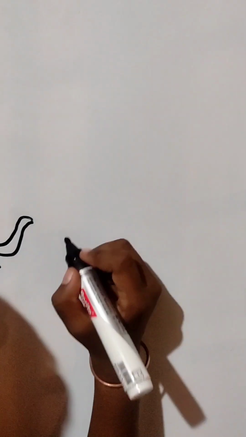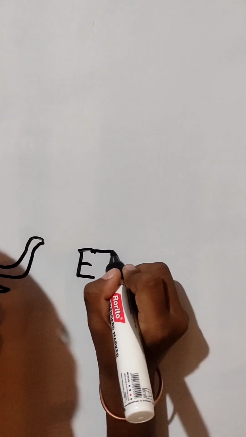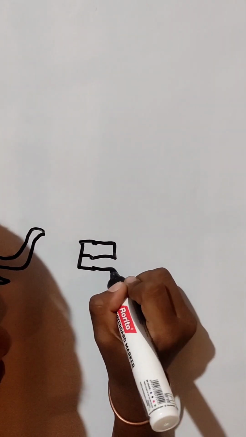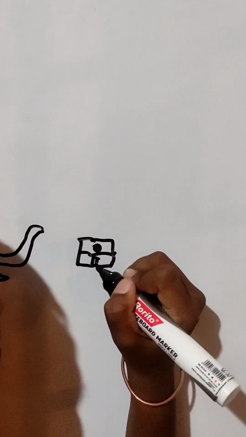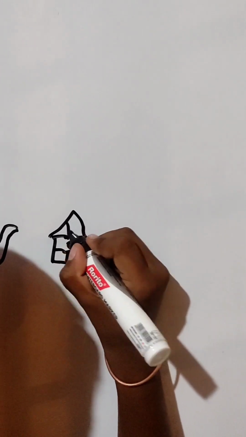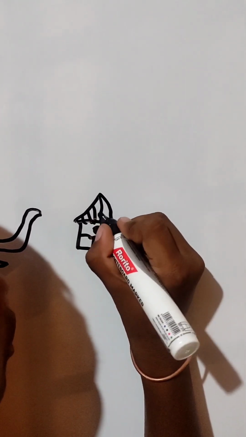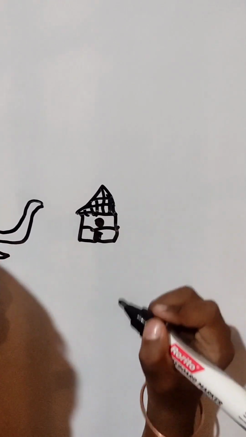Now, for E, something great we will draw. Something we will live in. Something very nice. We can also live in. Also comment below where you're watching from.